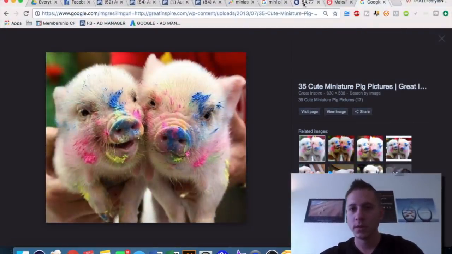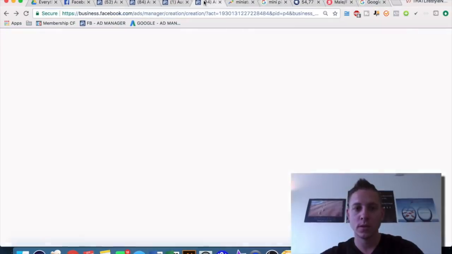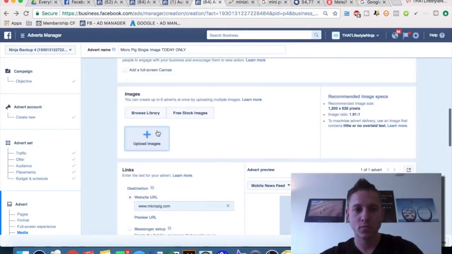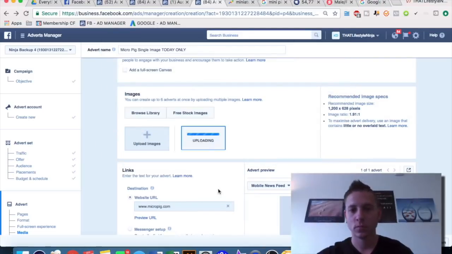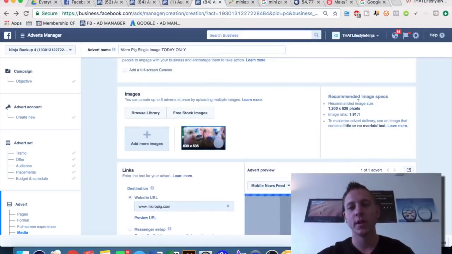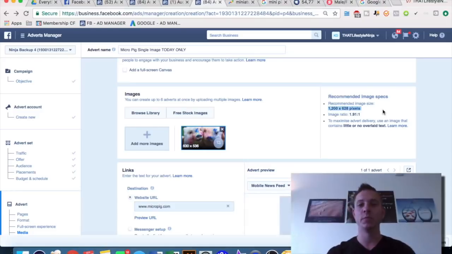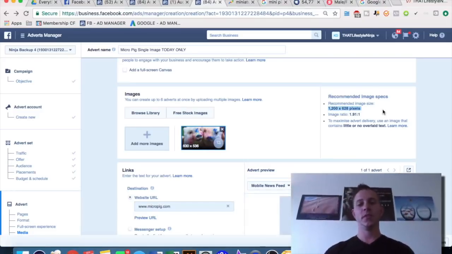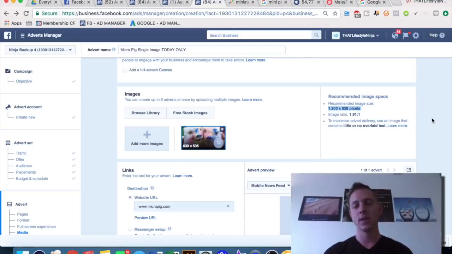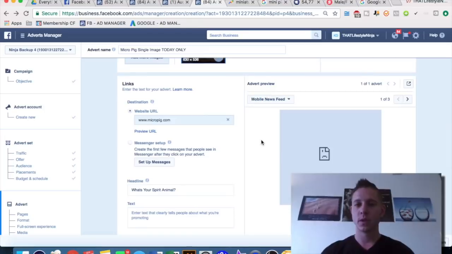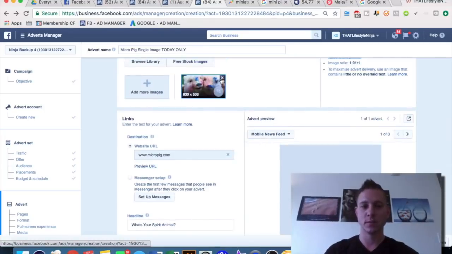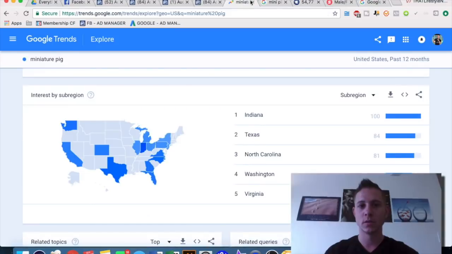So we're going to use this image here. And normally you'd want to create an image in the 1200 by 628 pixel ratio. That just shows it correctly on all different types of Facebook feeds. So you'd want to make sure that it's set correctly. So maybe this photo is too small.